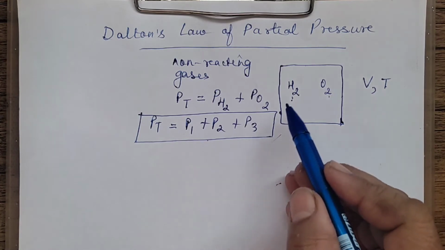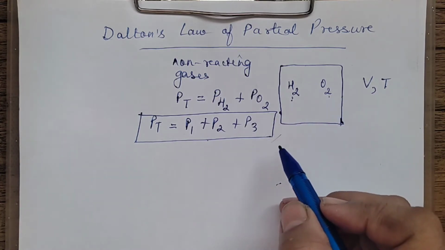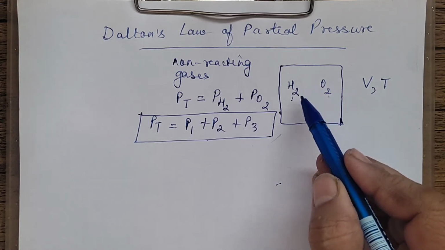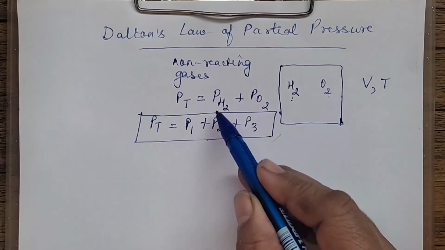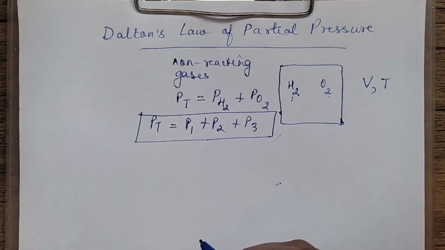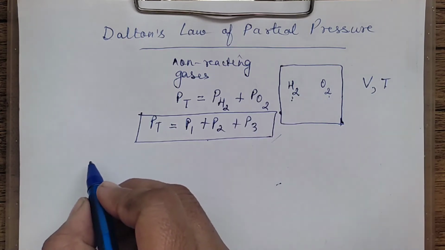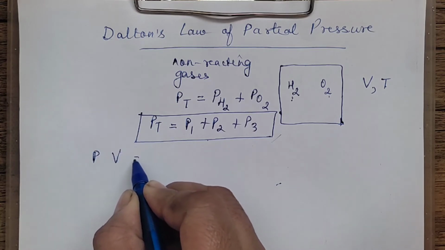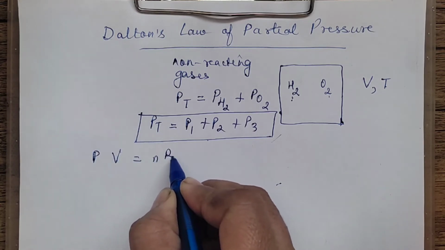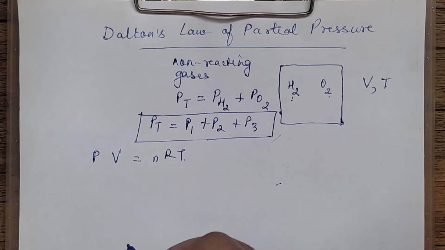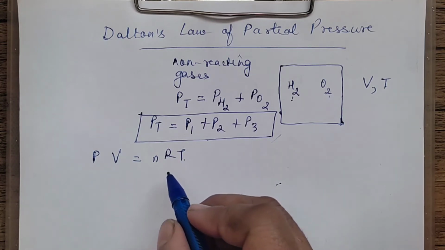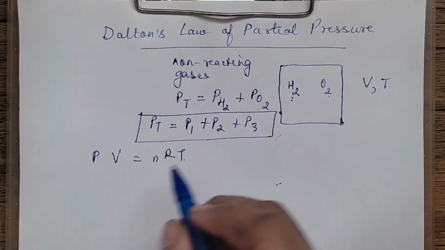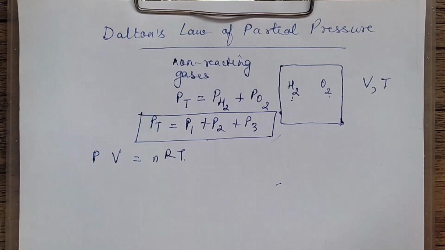Now, we have taken a mixture. How do we calculate the partial pressures? How is the partial pressure of hydrogen or oxygen calculated here? For that, let's talk about the ideal gas equation. We have the equation PV is equal to nRT. This is the ideal gas equation. First, let us talk about the hydrogen gas.